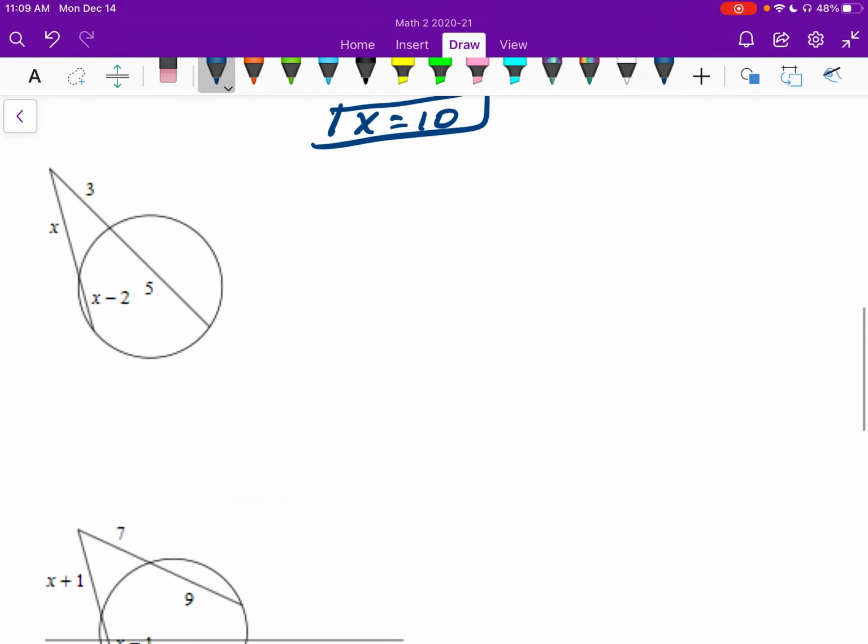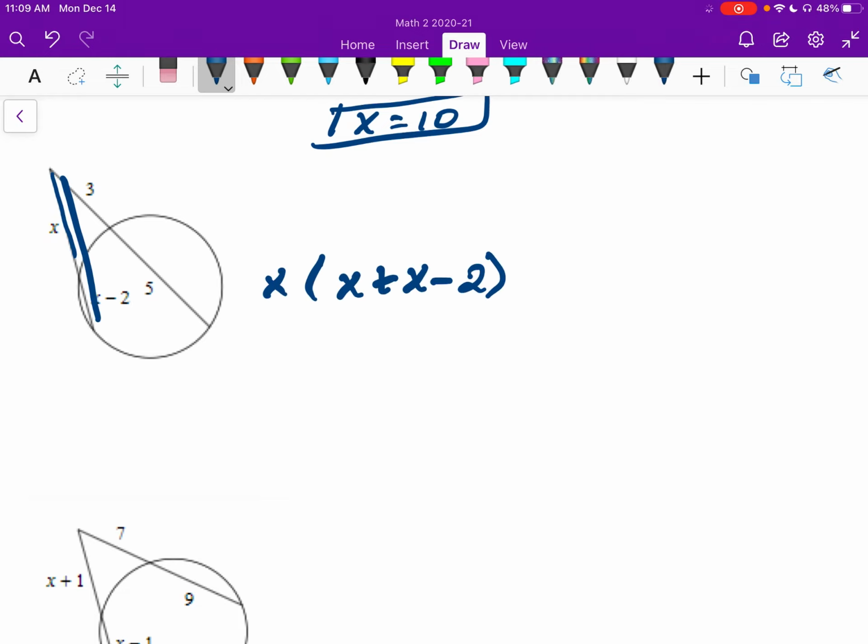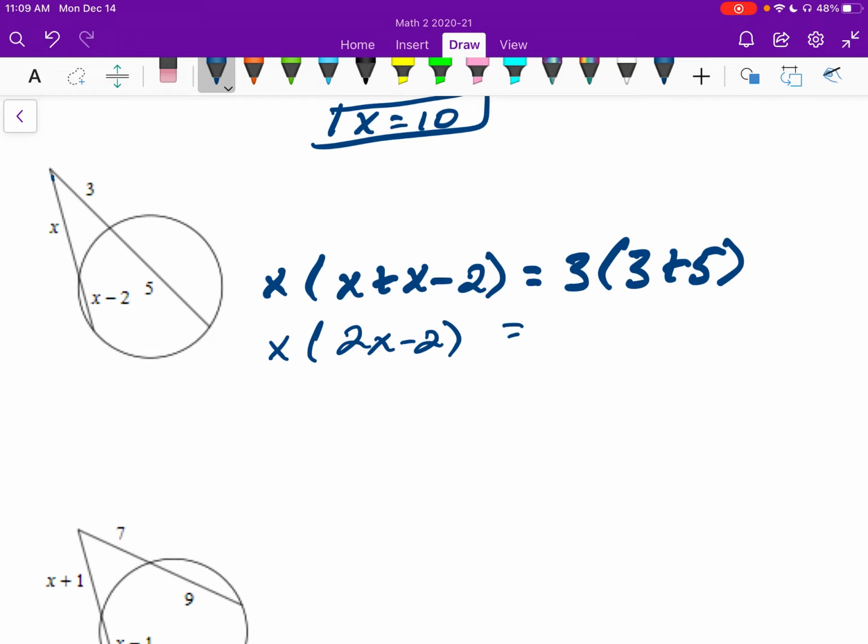All right, next up, we're going to do the outside times the whole thing. So x times x plus x minus 2. Erase that. Right, the outside is x. The whole thing is x plus x minus 2. Yep, equals 3, and then times 3 plus 5. So just simplifying this, I'll have x times (2x minus 2) equals 3 times 8. All right, so we're going to have 2x squared minus 2x equals 24.